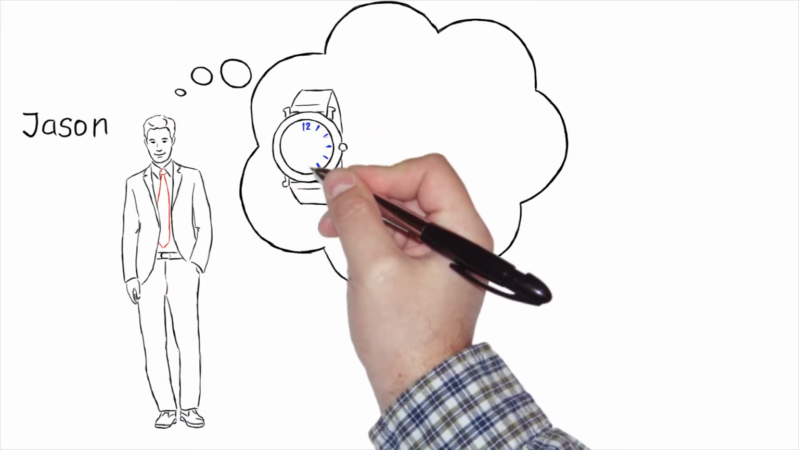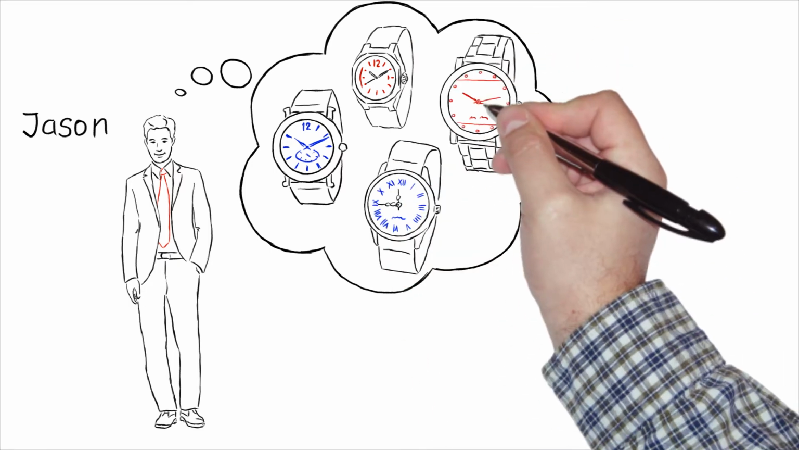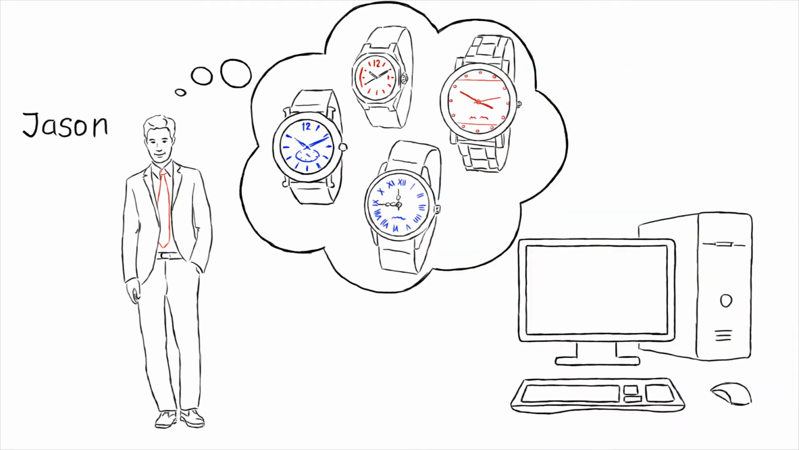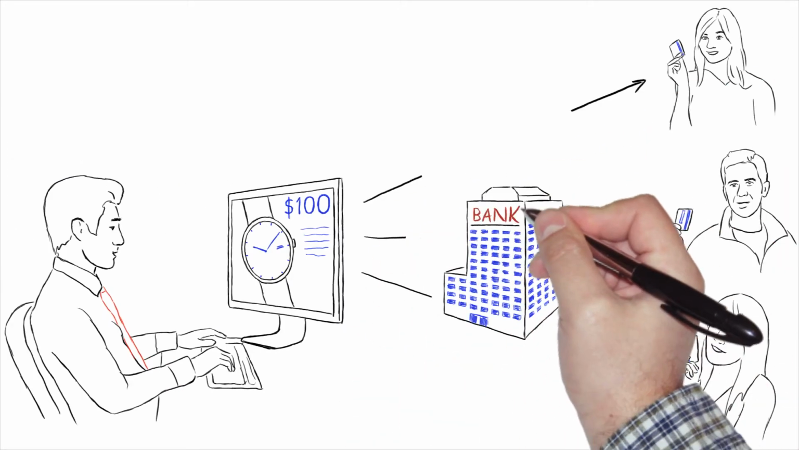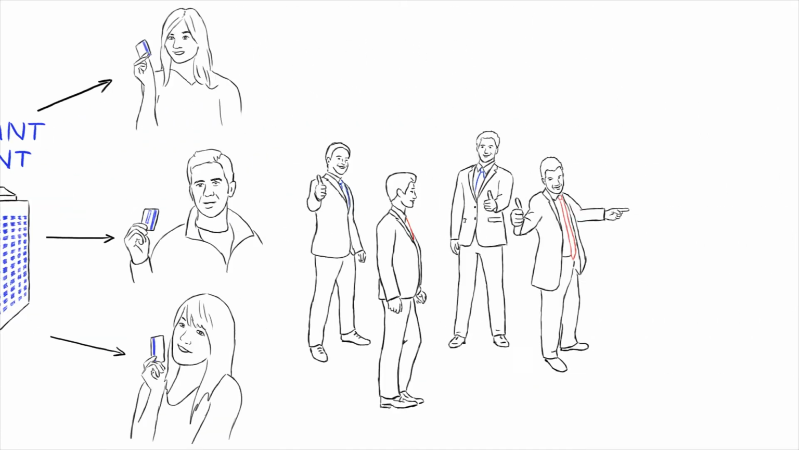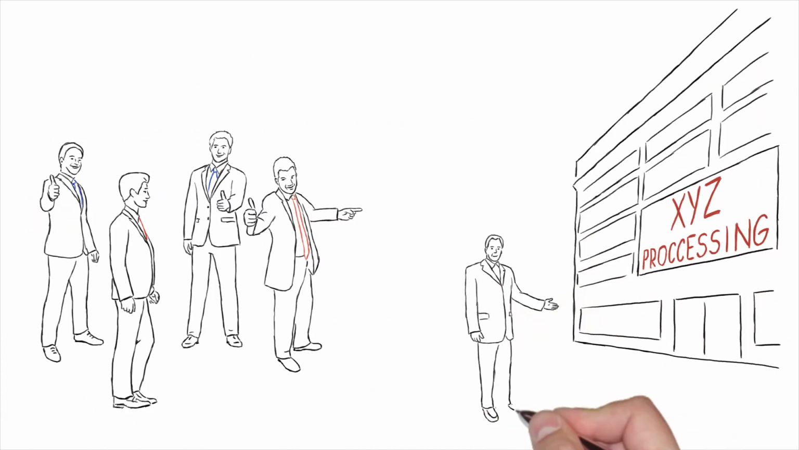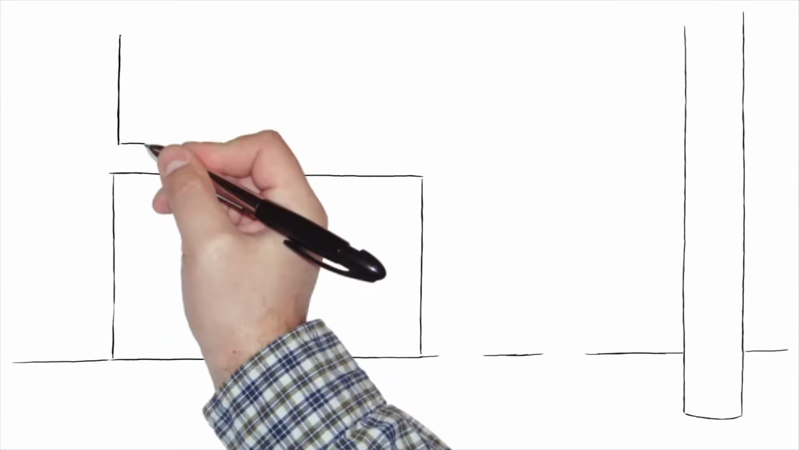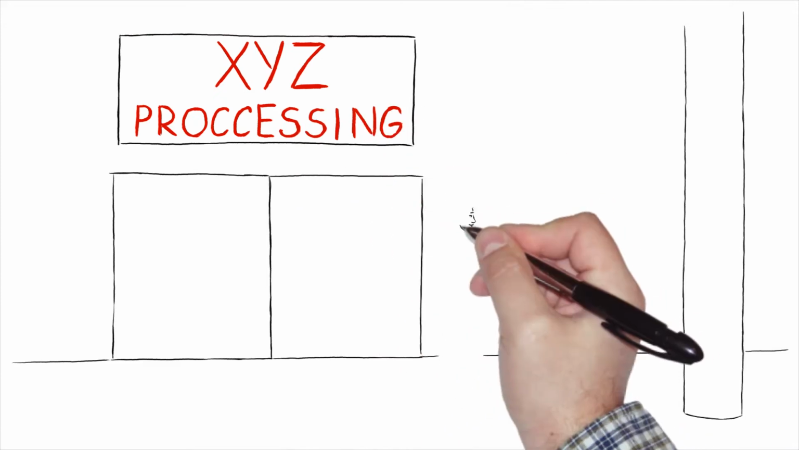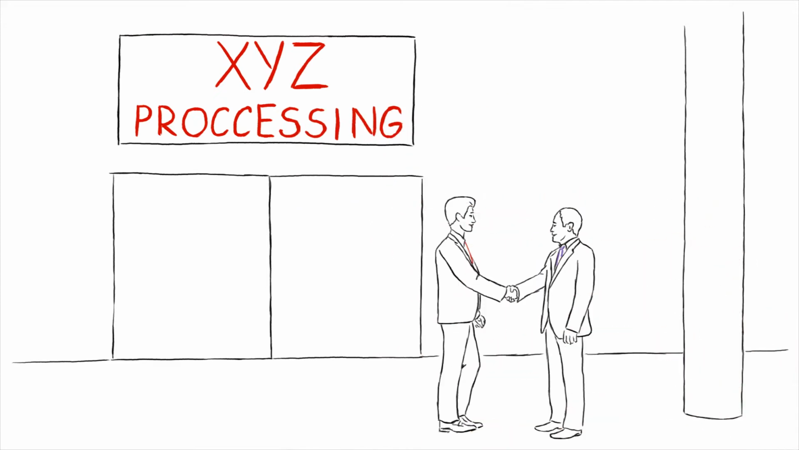Jason is an entrepreneur who came up with some really great designs for watches and wants to sell his watches online. In order to allow all of his customers to pay with a credit card, he needs a merchant account. So Jason talks to some of his buddies who all have merchant accounts, and they recommend a credit card processing company. Jason contacts the credit card processing company and learns he can get set up to start accepting credit cards pretty quickly for a 3% fee.